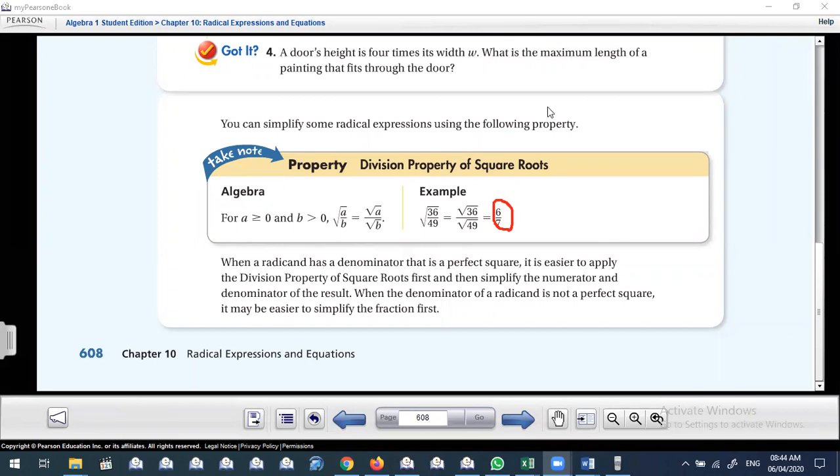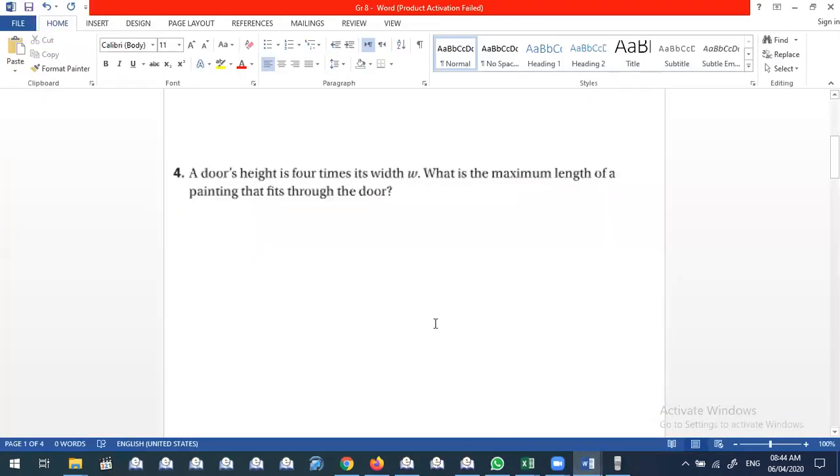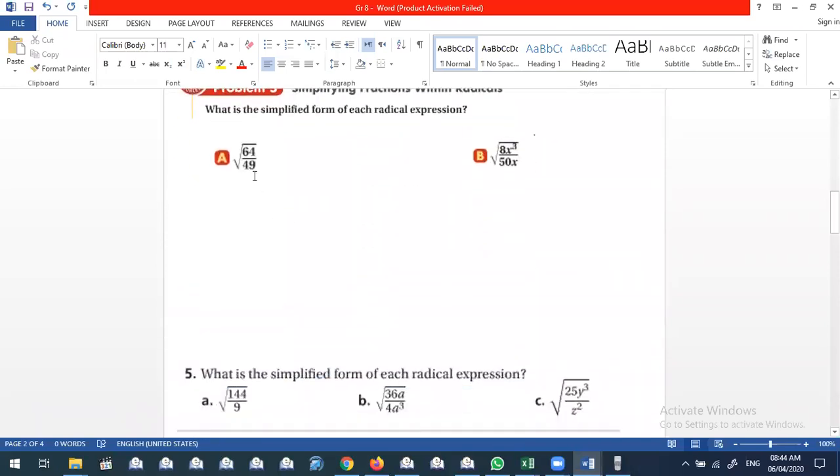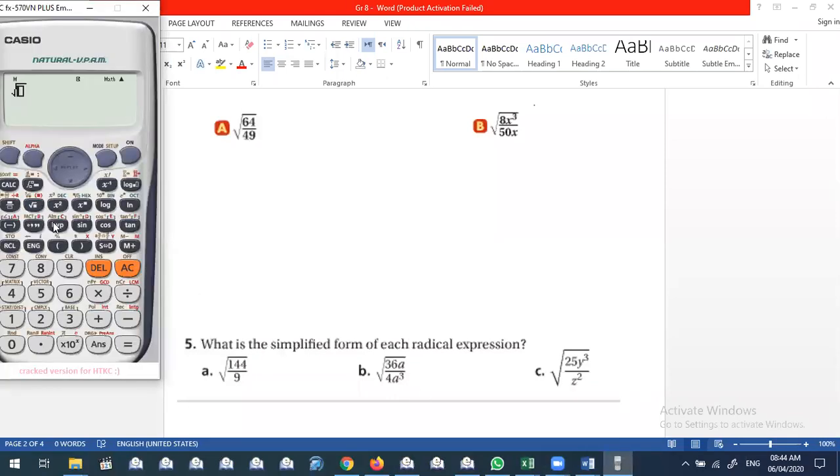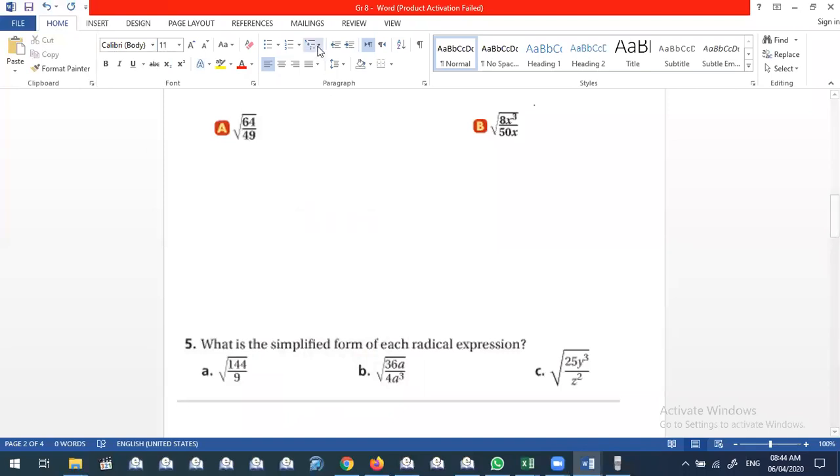Let's solve an exercise about this property. Here we have the square root of 64 over 49. In this part, I can use the calculator directly. No problem. Just write the square root, make a fraction, 64 over 49. So the answer is 8 over 7. The final answer is 8 over 7. No problem about this part. The problem is here. If you have a letter like that, the square root of x to the power of 3 over the square root of 50.